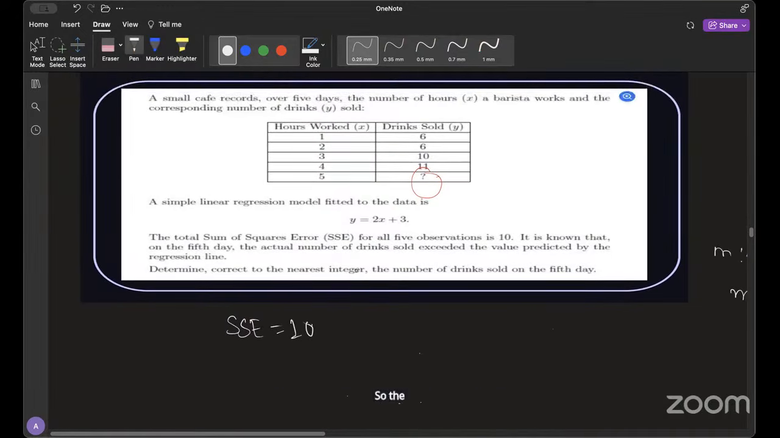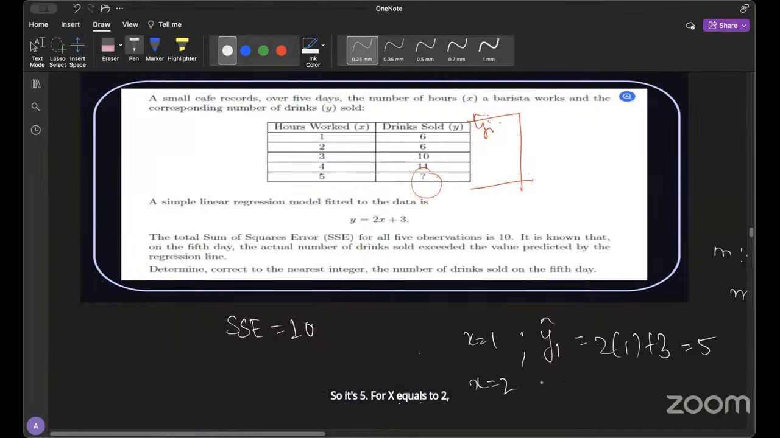So the formula for sum of squared errors: first you find the y cap values here. How do you do that? You put x equals 1 here. For x equals 1, let's call this y1 cap. So your y1 cap becomes 2 times 1 plus 3, so it's 5. For x equals 2, your y2 cap becomes, you put 2 here, so you get 2 times 2 plus 3, which is 7.